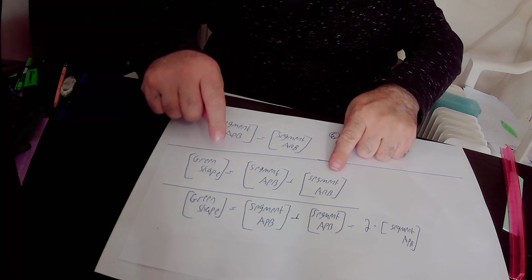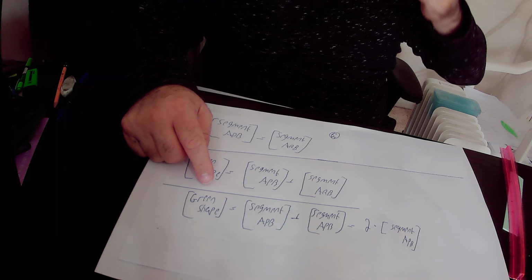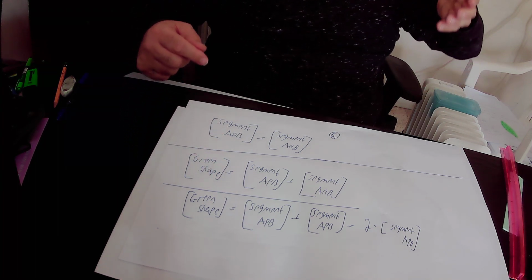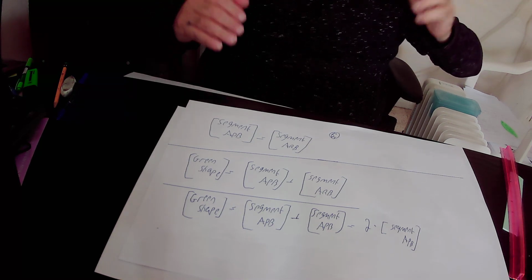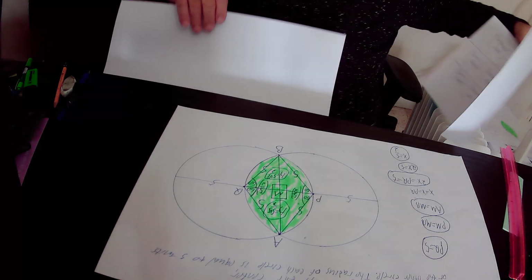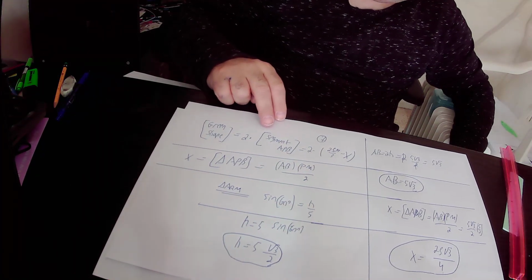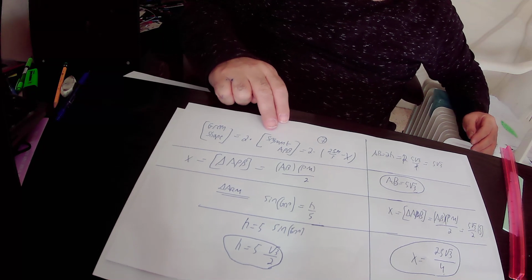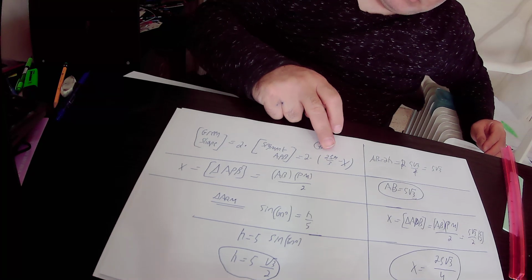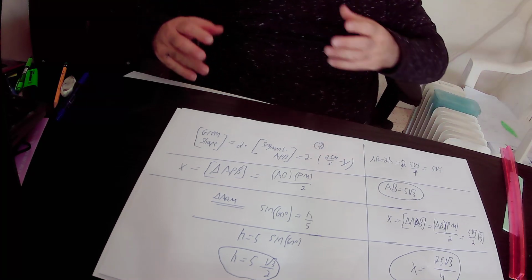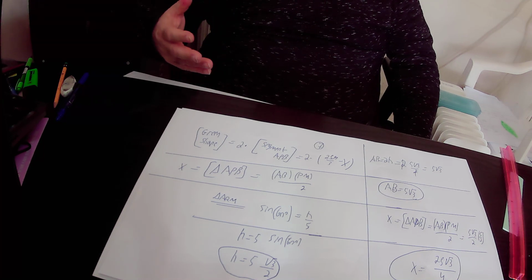We did it, and we got that the area of the green shape equals the area of segment APB plus the area of segment APB. That is to say, the area of the green shape equals 2 times the area of segment APB. We've already found out that the area of segment APB equals 25 pi over 3 minus x. And x is either the area of triangle APB or the area of triangle AQB.